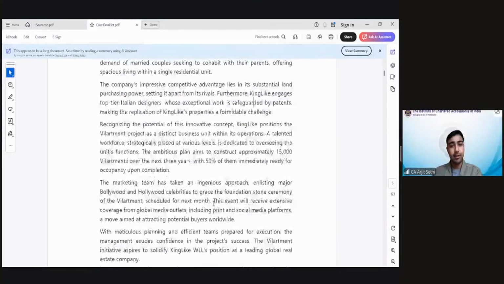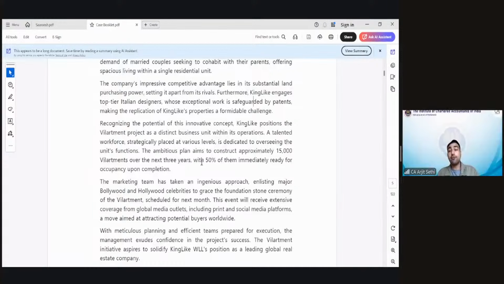Now, recognizing the potential of this innovative concept, King Light positions the villartment project as a distinct business unit within its operations. They want to operate villartment as a separate business unit. A talented workforce, strategically placed at various levels, is dedicated to overseeing the unit's function. A separate team has been created which manages villartment as a separate business altogether.